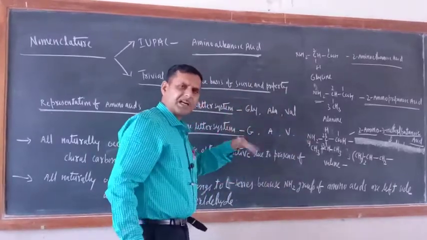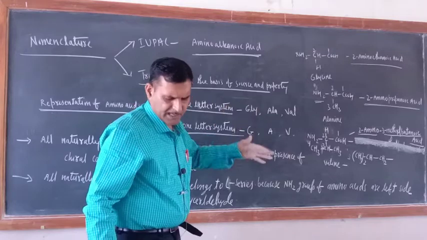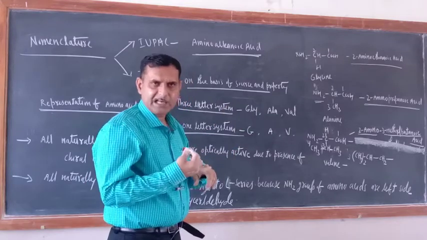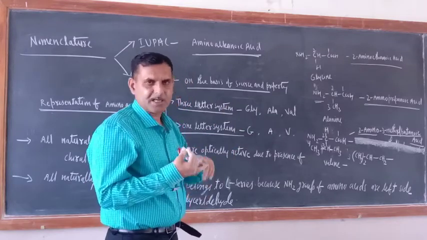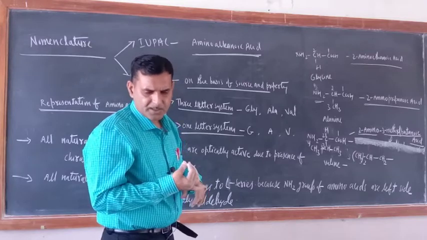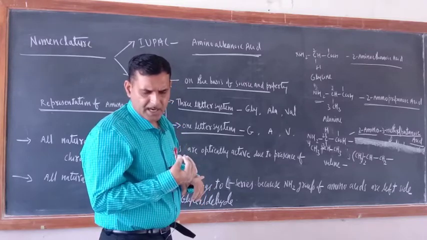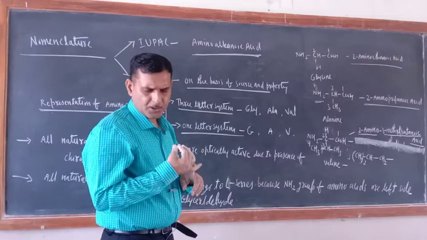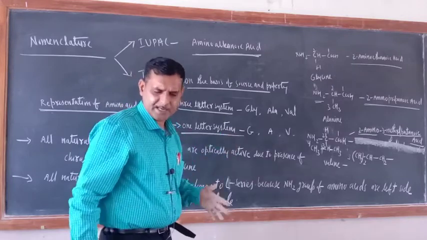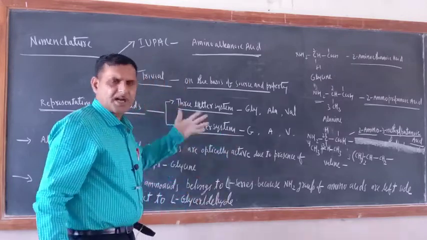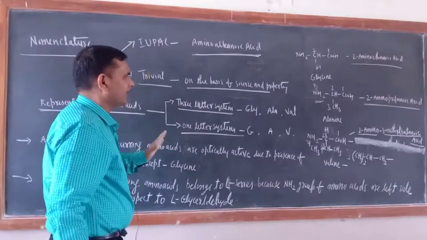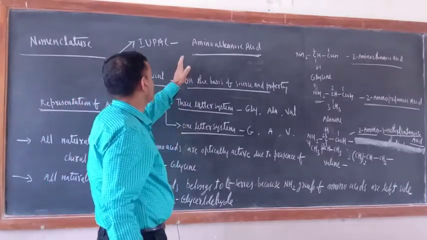Okay, like that leucine is also there: valine, glycine, alanine, leucine, tyrosine, isoleucine, arginine, lysine, glutamic acid, aspartic acid, histidine, so many are there. Okay, so this is all about their IUPAC nomenclature.